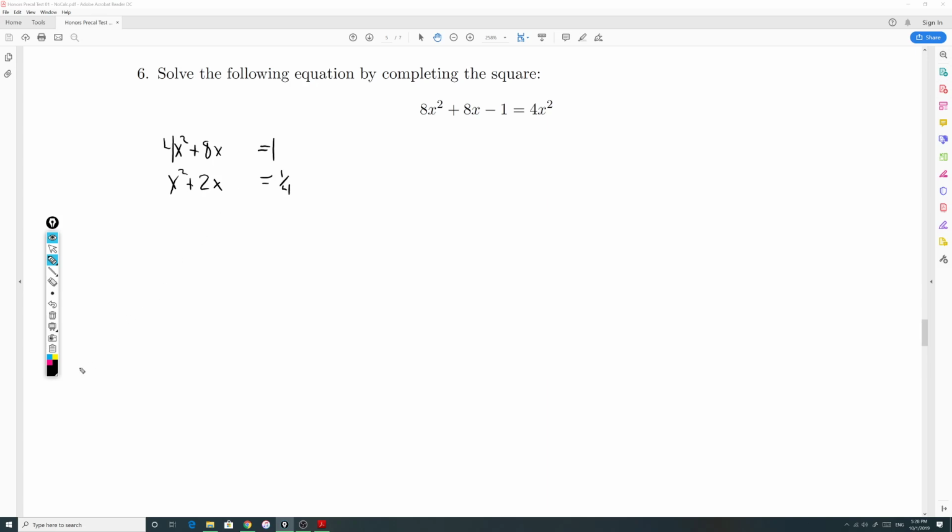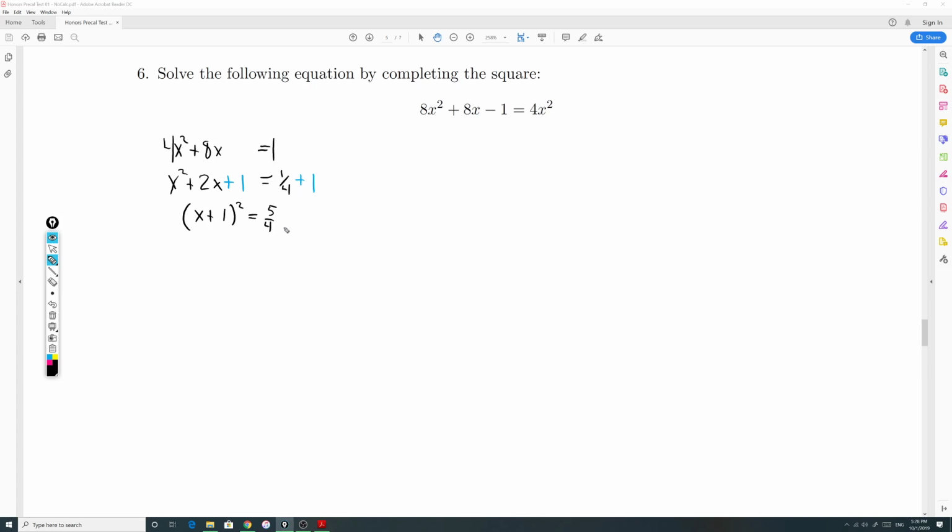Now I worry about my suspicious blank space. So half of 2 is 1, and 1 squared is 1. I add that number to both sides. And that's the key step when you're completing the square. I factor the left-hand side, which, if you've done this correctly, is always going to factor very nicely into a perfect square, and you're not going to have to think too hard about factoring that side.